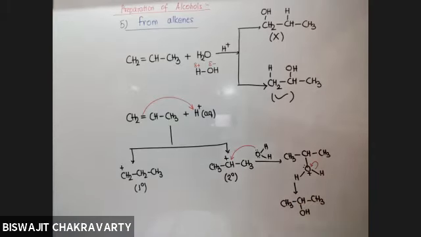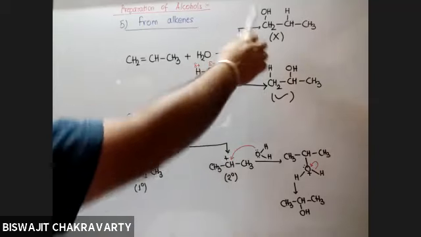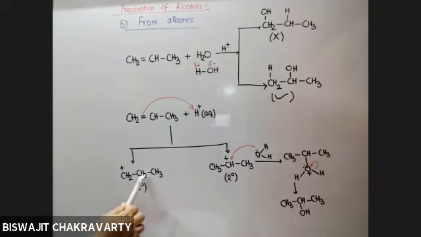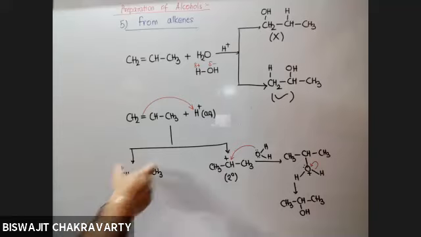Understood or not? Why is this product preferred? When would this product have been formed? This product would have been formed if this was the stable intermediate, isn't it? Because wherever there is positive charge, there the attack of the water will be taking place. But we know that this is less stable, so this will not be formed. This is more stable, this will be formed. Clear? Yes, sir.